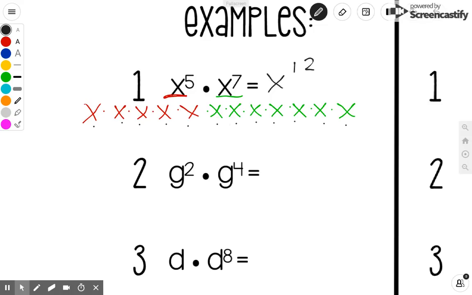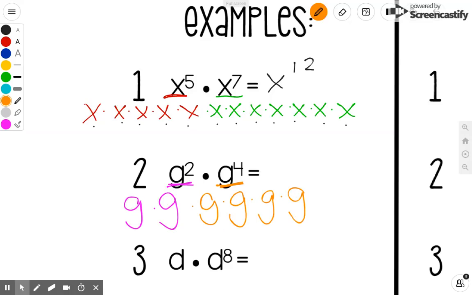Okay, so let's go ahead and do the next one. So we got g to the second, so that's g times g. And then we've got g to the fourth, so that's g times g times g times g. And then again, we're just going to count them all. 1, 2, 3, 4, 5, 6. So that's g to the sixth power.